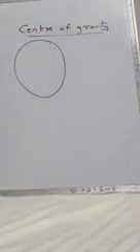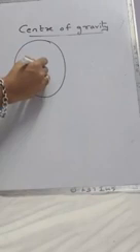So I have a circle or a hollow ring. Center of mass or center of gravity is here. So what is center of gravity? It is the point where the mass of the substance, or the gravity or the weight of the substance, is concentrated.